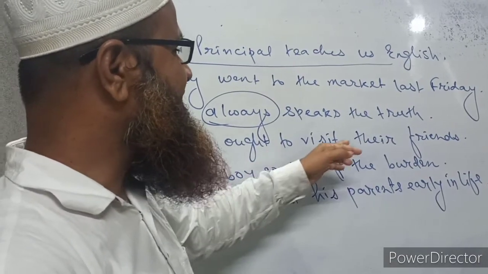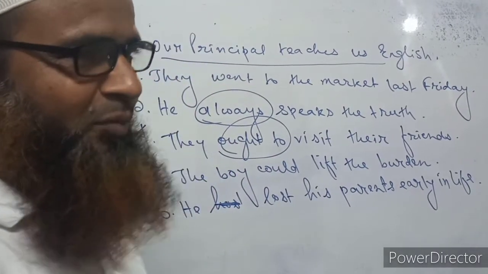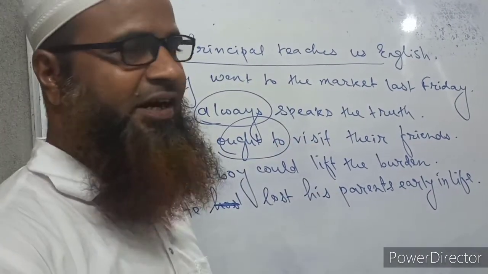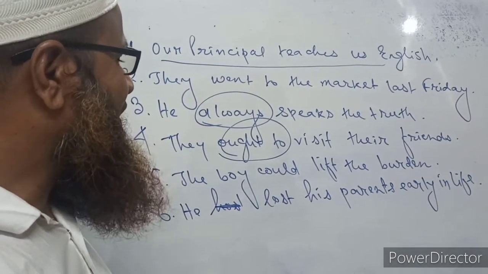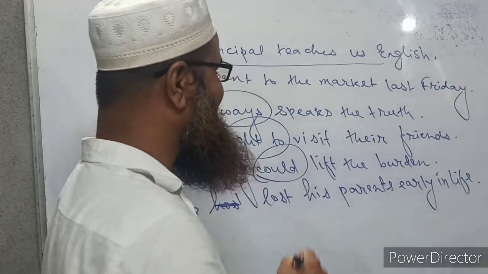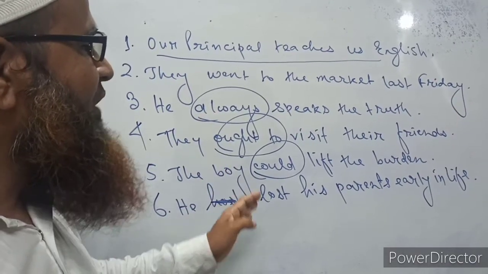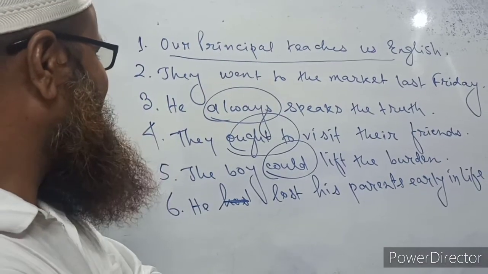Again, they ought to visit their friends. So ought to is present here. It is an auxiliary verb or modal. So we have to write they ought not to visit their friends. Again, the boy could lift the burden. So could is present here. It is also a modal or auxiliary verb. So we can write the boy could not lift the burden.